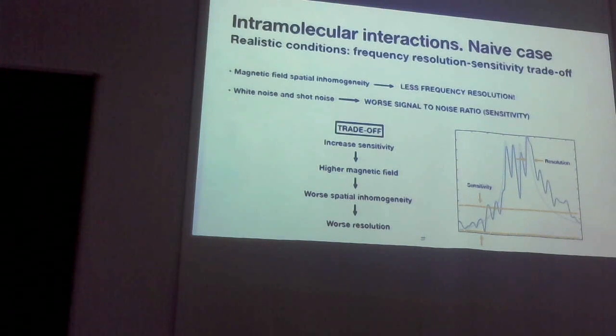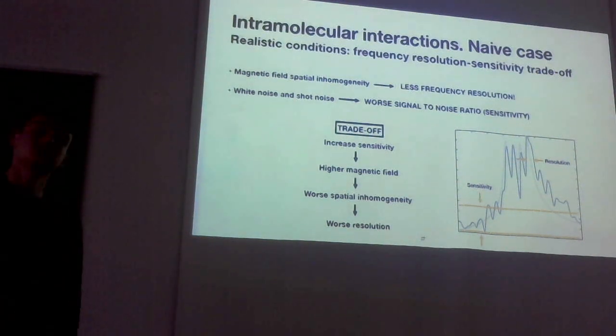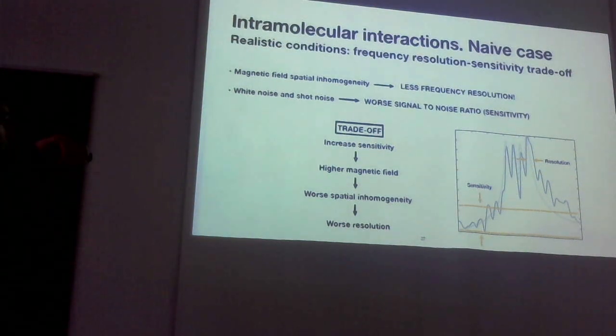Okay, so now knowing this, notice that there seems to be a trade-off. If you want to increase the sensitivity, one way to do that is to increase your magnetic field, because you will get higher polarization, and then you will get a signal with more amplitude, thus more sensitivity. But remember that increasing the magnetic field worsens the spatial inhomogeneity of the magnetic field. So in the end, you get worse resolution. So if you want to increase sensitivity, you will get worse resolution if you do not do something to solve this kind of relation.